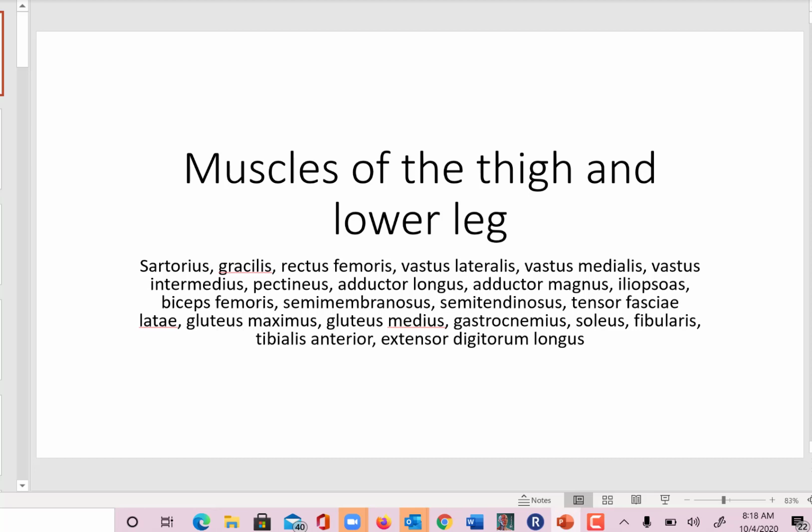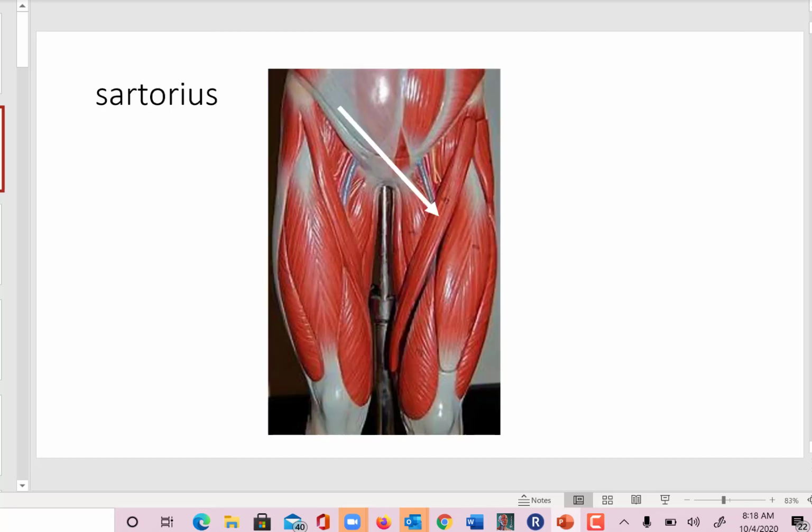So this is going to go in order of your hit list. And the first muscle up for thigh muscles will be the sartorius. And the sartorius is shown here at the end of the white pointer. Of course, there is a right and a left, but I'm going to highlight them in green.